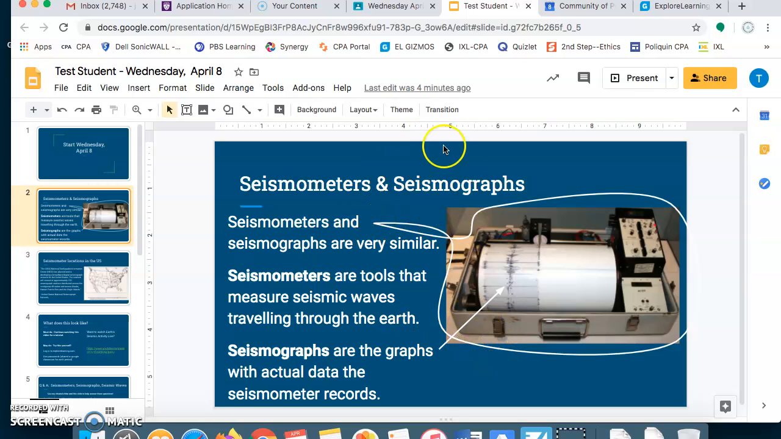So on this first page here, just want to show you what these tools are. Okay, seismometer is this entire instrument. This one's kind of small, they can be bigger, but the tools are all the same. They're tools that measure seismic waves traveling through the earth. Our earth is constantly changing, constantly shifting, and there are always waves that these seismographs can pick up. The bigger they are, though, the stronger the earthquake or the stronger the feel is.